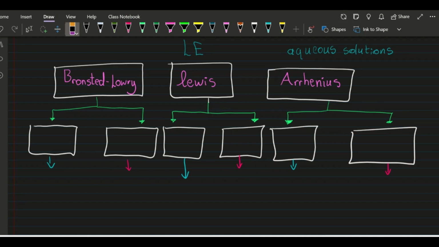All right. Hello. Today I'm going to be talking about the different definitions of acids and bases. Okay, so there are three definitions, three different types.